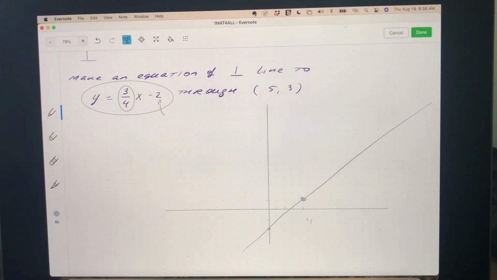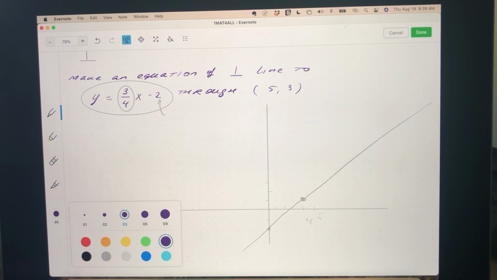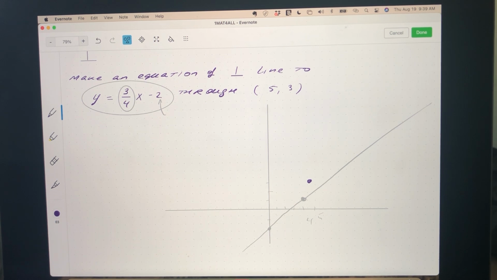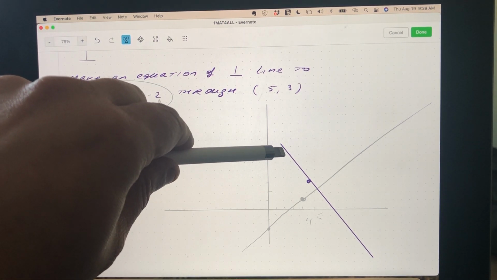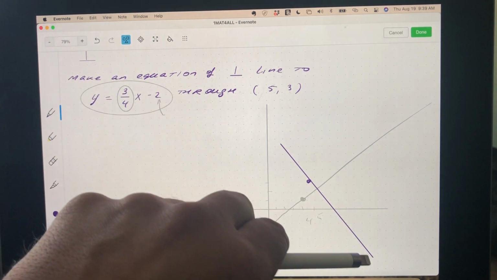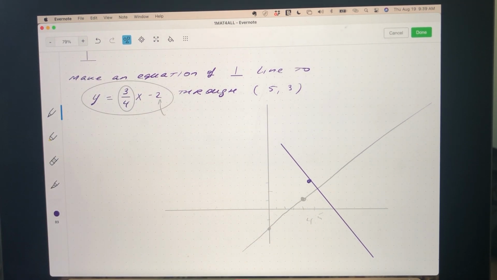Now the point (5, 3) is located, so here's 5, and 3 units up would be somewhere here. So this point is located about here, and we are asked to find the equation for the line that will go through this dot and will be perpendicular to the line that was given. This is what the line looks like. The question is, what is the equation for this line? It should be 90 degrees, but what is this equation?